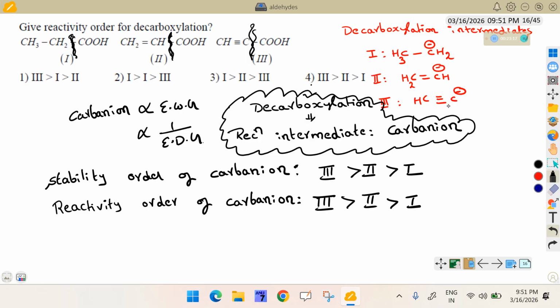Why is this carbanion more stable? Because it is sp hybridized. S character is more. S character is 50%. Here S character is 33.33%. Here S character is 25%. S character is directly proportional to stability of carbanion.